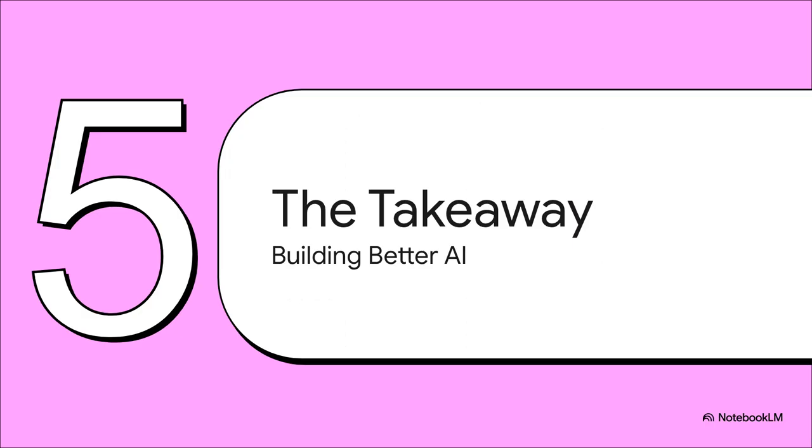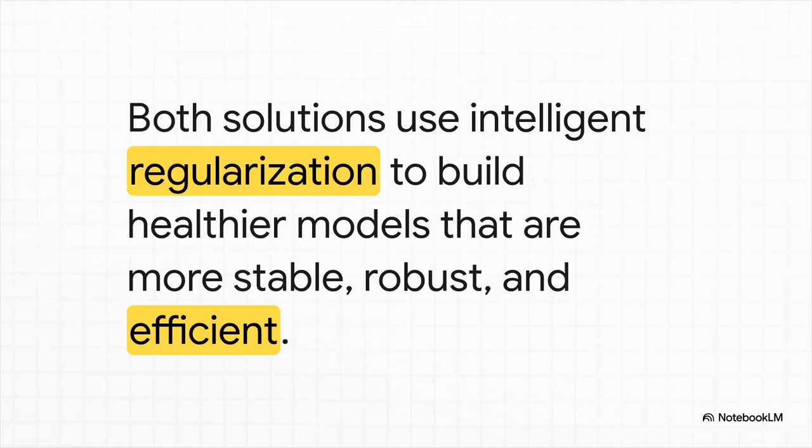So what's the big picture here? We've looked at two totally different problems, instability and model bloat, and it turns out there's a really powerful common thread that links their solutions. The big takeaway is this. By using these clever penalties, or regularization during training, we can build AI that is just fundamentally healthier. This shifts our focus from just chasing higher scores on a test to actually engineering models that have a strong, sound internal structure. And the result is AI that is more stable, more robust, and way more efficient.